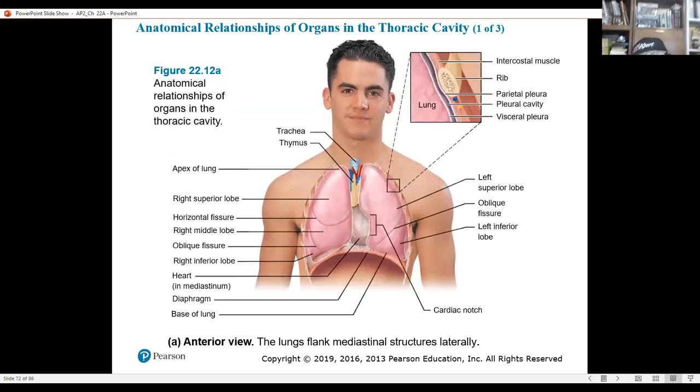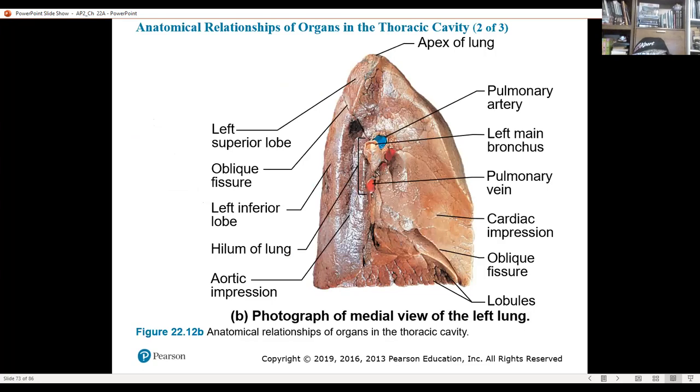Great. There's the pretty picture. We've mentioned all that stuff already. Remember, costal means rib. All right, there is a dissected lung. You can see that lobes will be further divided into lobules.